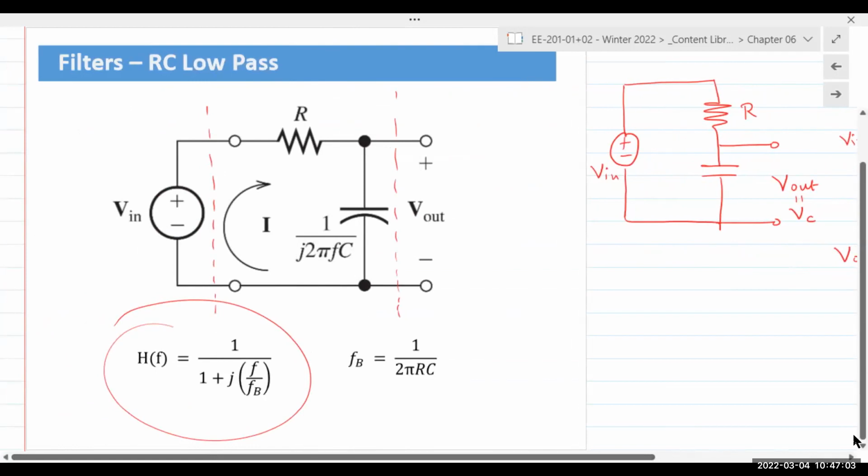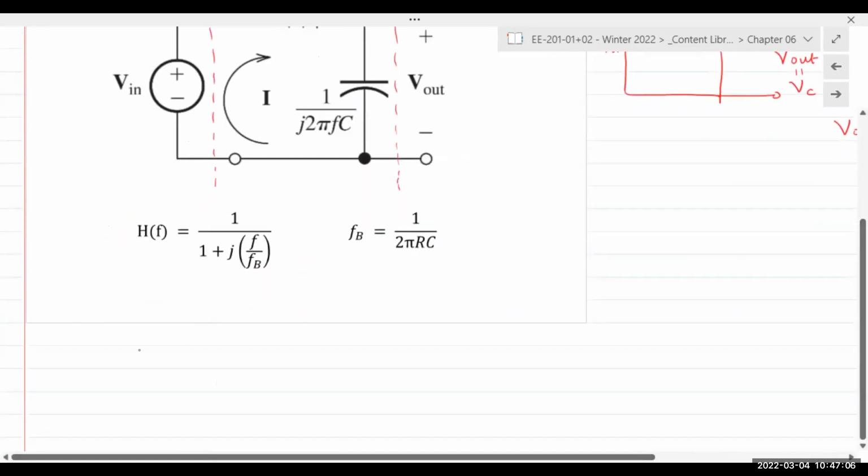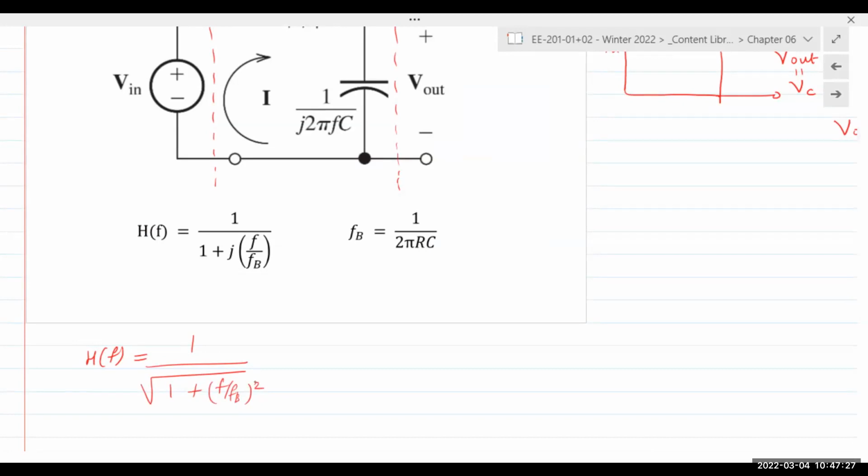1 over 1 plus J F over FB. It's a complex quantity, so it has both magnitude and phase. The magnitude of H of F, and this equation is there in one of the last few slides, is essentially 1 over root of 1 plus F over FB squared. Now, the equation describes the transfer function as a function of frequency, H of F. So F is the variable. The incoming input signal has multiple components, meaning the frequency is different for all components.